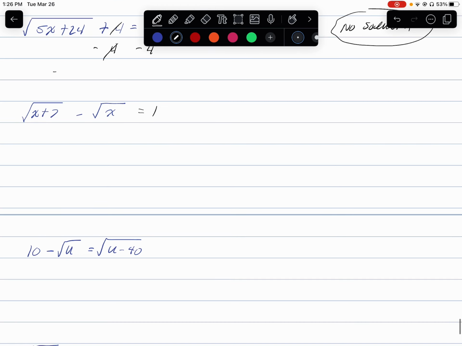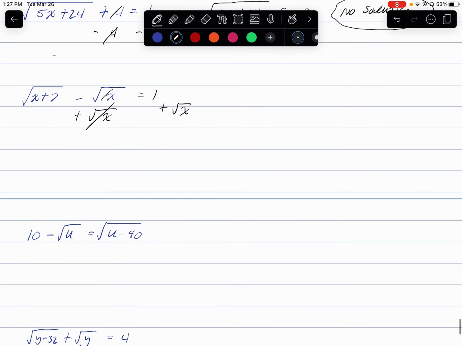So to start with, we want to make sure we have one radical on one side and the other radical on the other. That will make our lives much, much easier. So we're going to add the square root of x to both sides here. So that's going to give us the square root of x plus 7 is equal to the square root of x plus 1. And now what we can do is go ahead and square both sides of the equation.